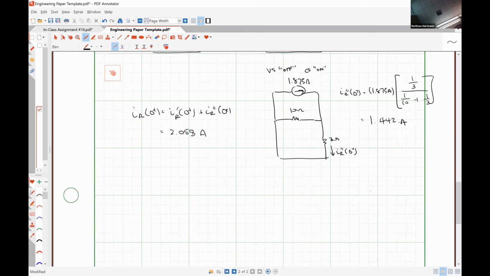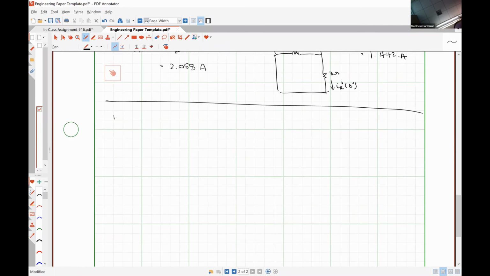Okay, now let's look at the circuit at t is equal to infinity. At t is equal to infinity, we should have the exact same circuit that we have at t is equal to 0 plus, except that our inductor is now going to look like a short circuit. So that means we should have, here's our inductor.